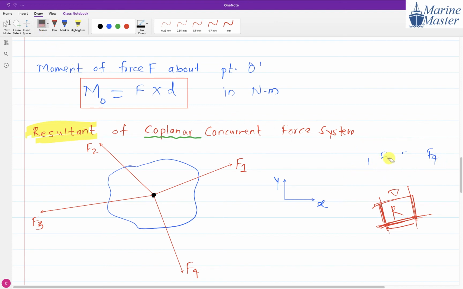So this will become the resultant force R. Here we have F1, F2, F3, F4. Our next target is to find the resultant force of a coplanar concurrent force system. What is meant by coplanar? Same plane and same point. Here all four forces are in the plane of the screen, F1, F2, F3, F4, and all pass through this point.